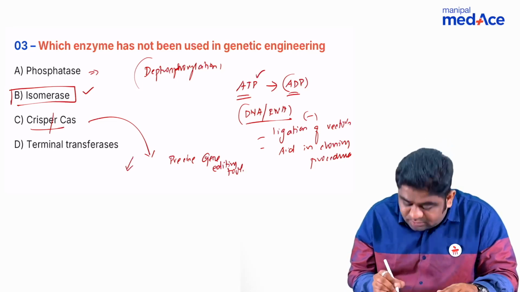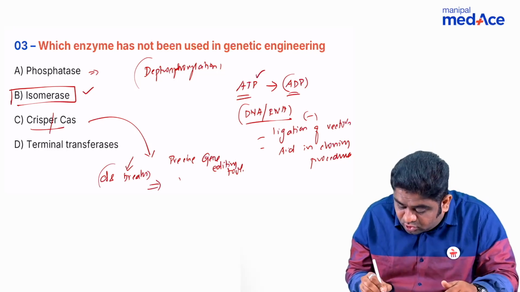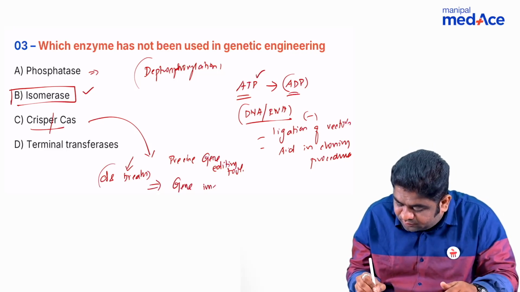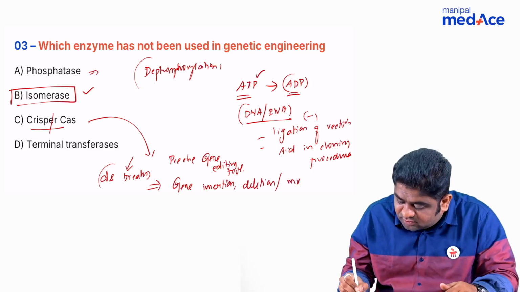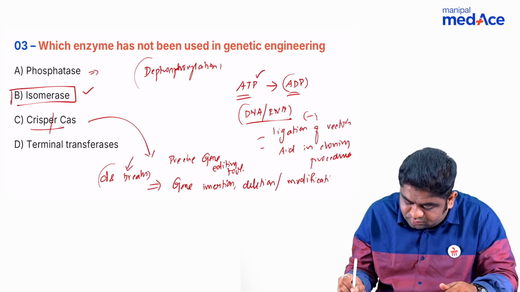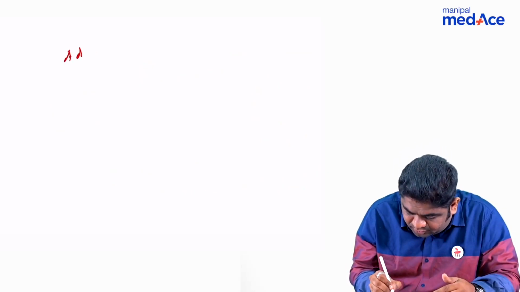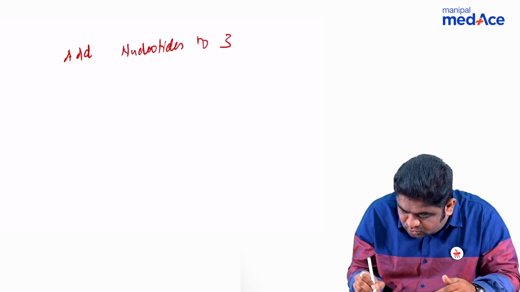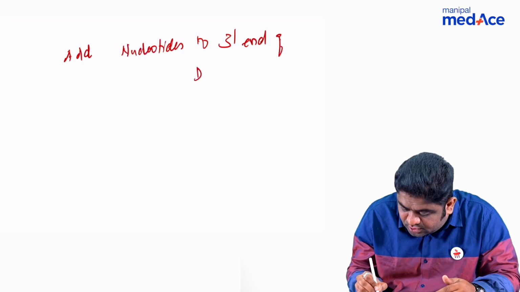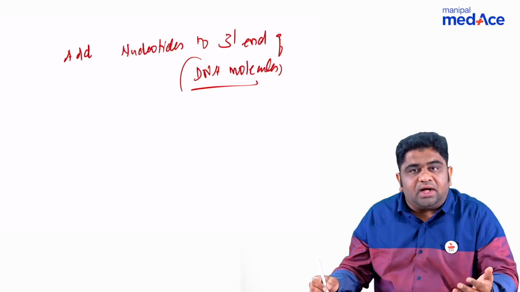You will be able to introduce precise double strand breaks so that you can go for gene insertion, deletion, or various kinds of modifications. What does terminal transferase do? Look at this part. A terminal transferase is used in genetic engineering where you can add nucleotides to 3' end of DNA molecules. Or you can remove something from here and give it to another DNA molecule or an RNA molecule also.